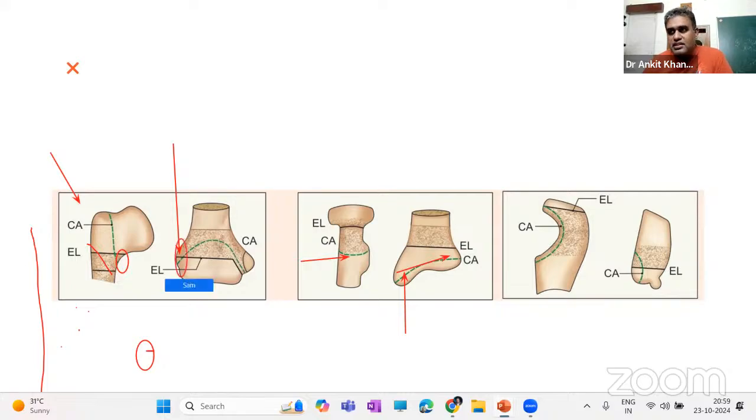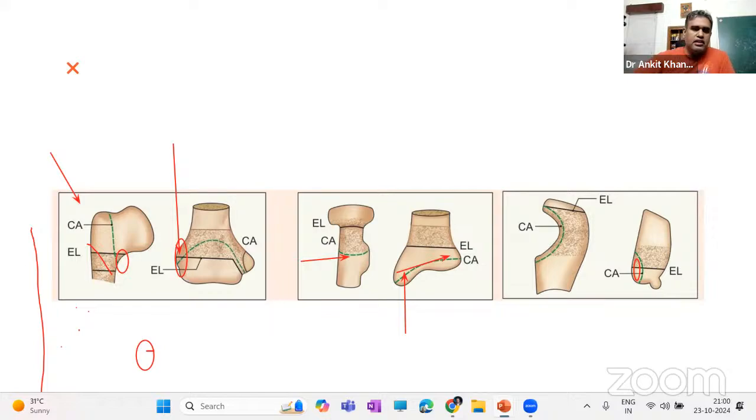So bony infections might lead to joint infection if the epiphyseal line of the bone is inside the joint capsule. Simple as that. So in all of these three diagrams, where do we see that the epiphyseal line is totally inside the capsular attachment? There we have to be aware that one infection might lead to another infection.